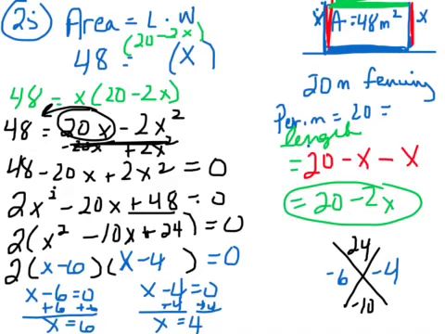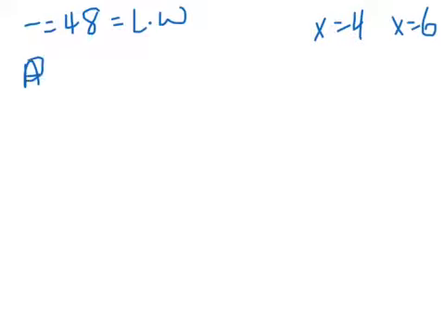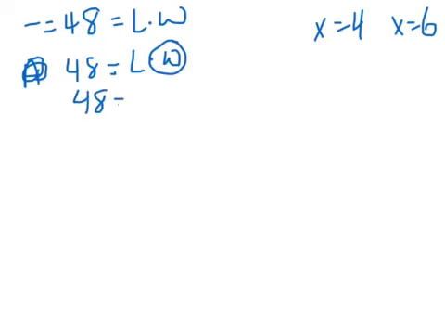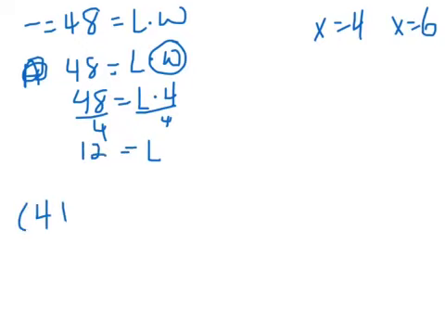We know our area is 48. We know area is length times width. So my two choices were 4 and 6. So let's find the other dimensions. If I choose 4 for my width, and I solve, so if I plug in 4 for that, and I divide the 4 out, my length would be 12. So one option for my pen is to make it a 4 by 12 pen, okay?